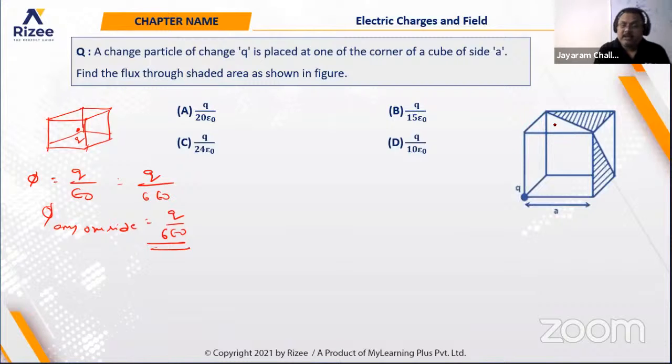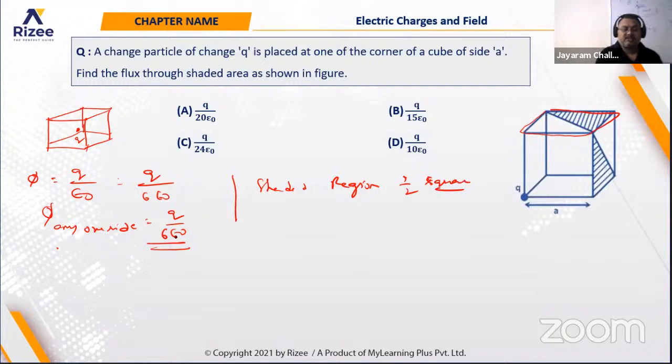Now in this one, he is asking what is the flux through only the shaded region. From the entire square, if this much flux is being released, then the shaded region is half of the square. That means the flux through this should be half of this one. This is one half, this is another half. Okay, sorry, I've just made a mistake here.